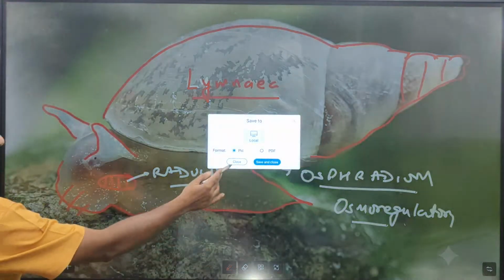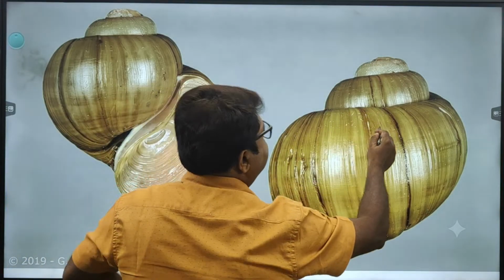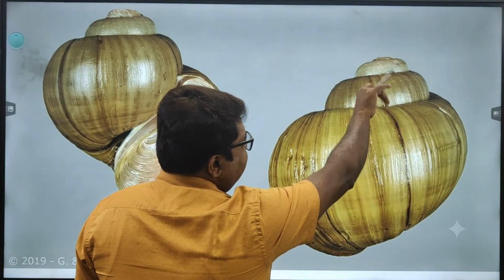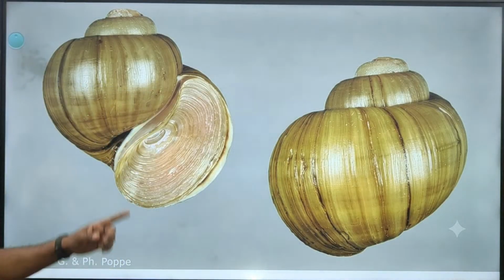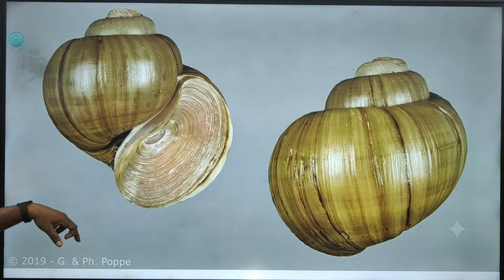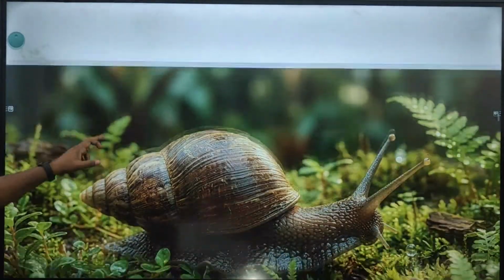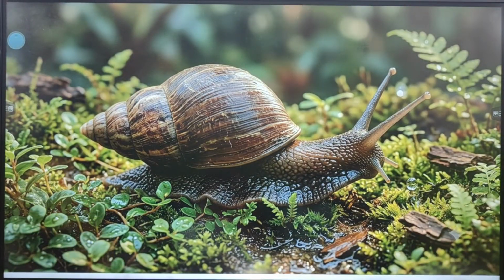Okay. And then this is Pila globosa. Apple snail. It looks like an apple only. Look at the whole shape, doesn't it look like an apple? Fine. Is it clockwise or anti-clockwise? Clockwise, dextral. So this is the mouth part. Fine. So this is Pila globosa. Is Pila there in your book? Pila is being given. What is this? Most common.